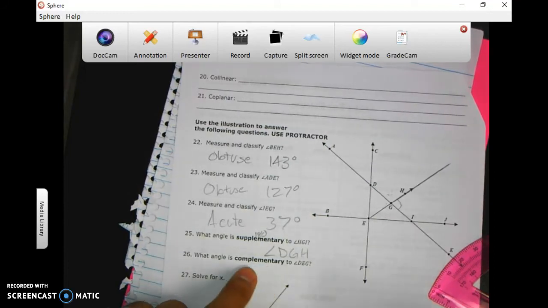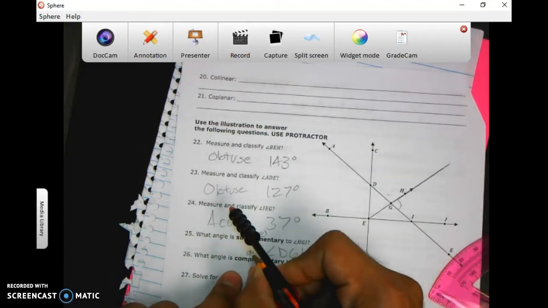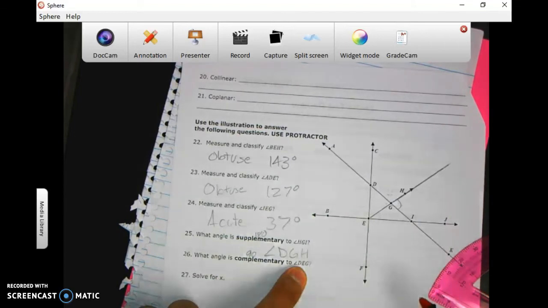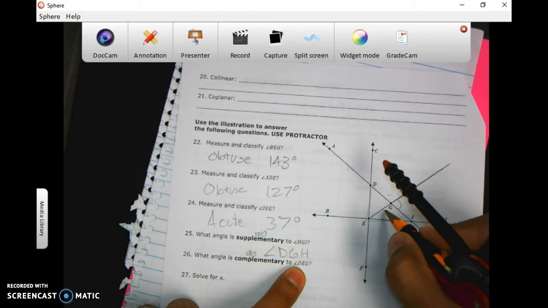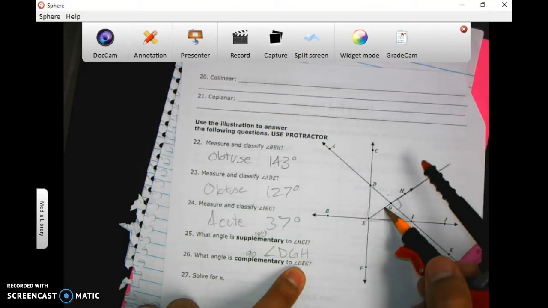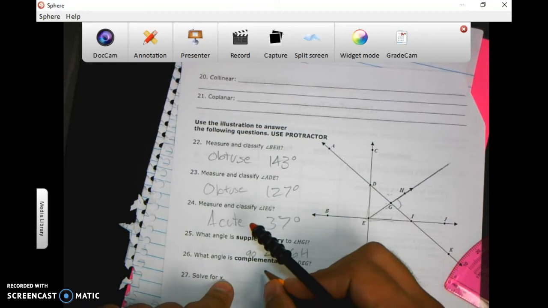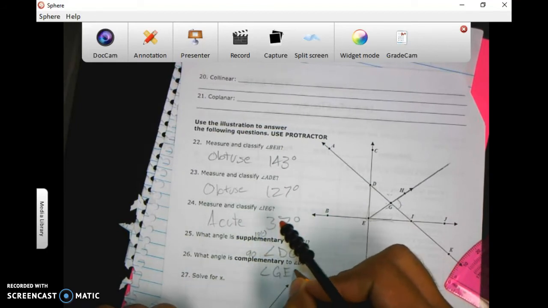Then we have what is complementary, meaning adds up to 90, from DEG. DEG is right here. How do I make a 90 degree angle? I need this angle right here. It's GEI. So angle GEI.